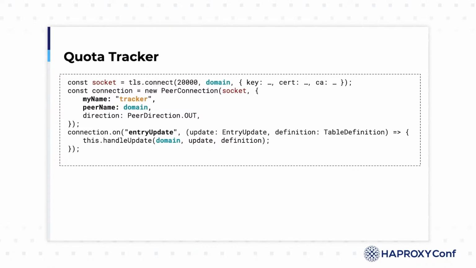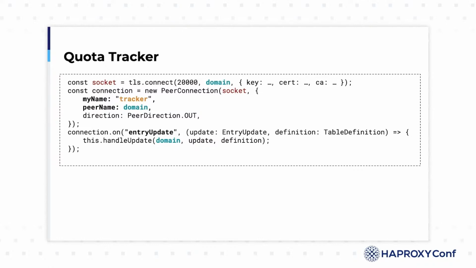We first connect to port 20,000 on the HAProxy node. In our production setup, this is a mutual TLS connection where both the client, our tracker, and the server, the HAProxy node, authenticate each other. After the connection is established, we pass the socket into the peer connection class that parses the incoming data and emits events whenever something of interest happens.